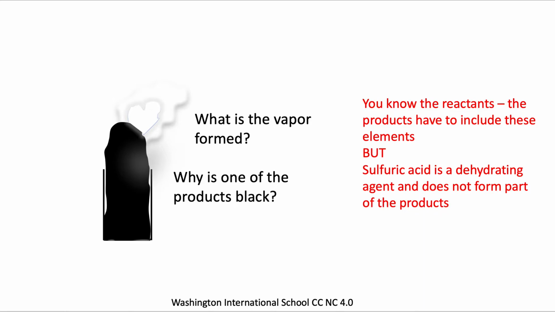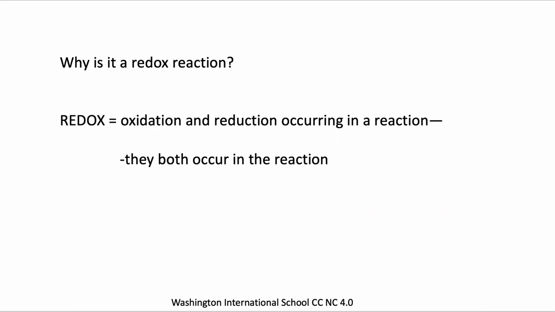And a vapor is formed. What do you think it is? What is the one product that you see very obviously? The black material. You know what the reactants are, and you're going to produce the products, but they can only contain the atoms that were there in the first place.